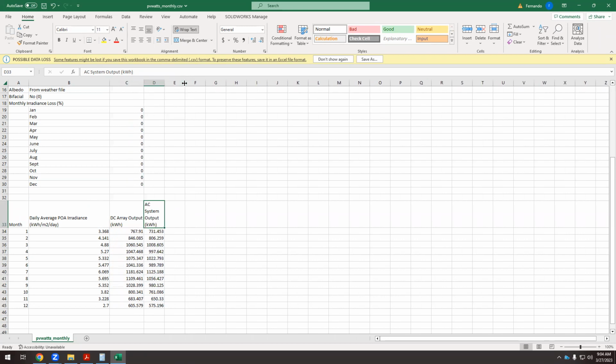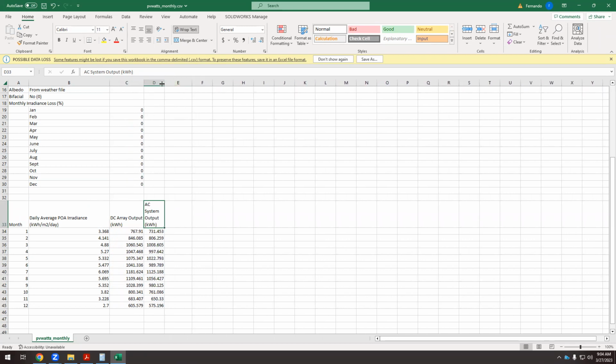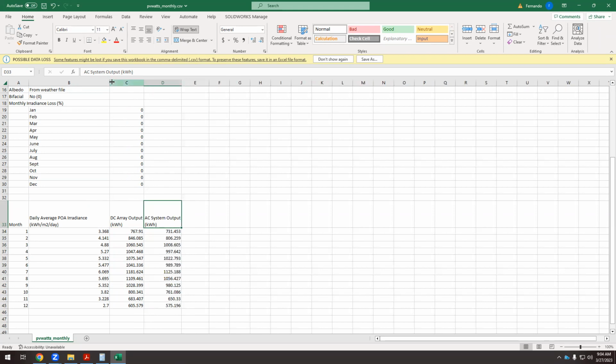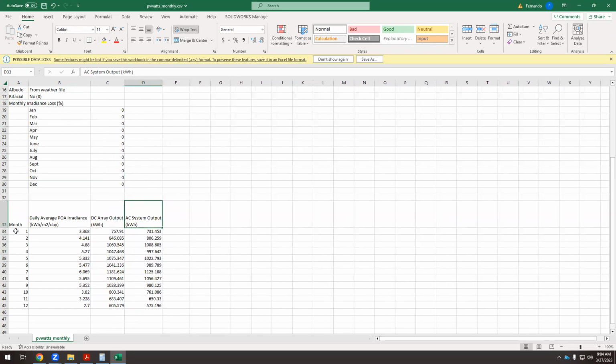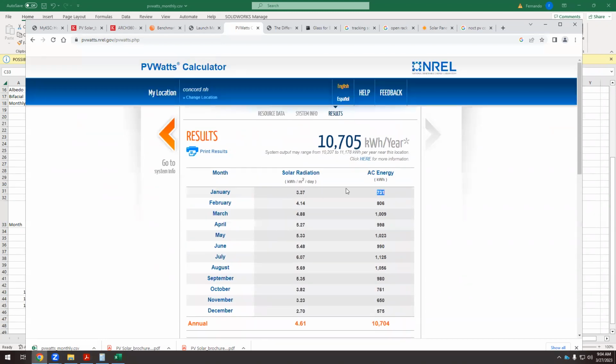Okay, so that will be better to understand what we are doing. Here we have the months, January, February, up to December. Here we have the daily average irradiance. Here we have the DC array output. What is the DC? We have more information here than in that interface. In that interface, we have just the solar radiation and the AC energy.